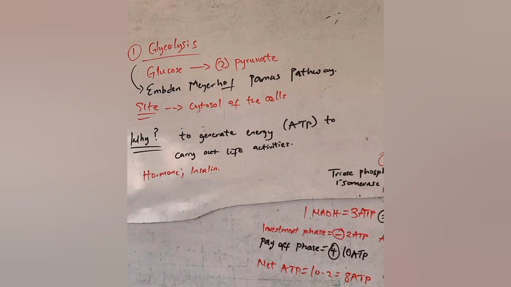So we generate 10 ATP in the payoff phase, and we use 2 ATP in the investment phase. Can you see? We invest 2 ATP, we are now generating 10 ATP. So the net ATP will be the ATP generated in the payoff phase minus the ATP used in the investment phase. That is 10 minus 2, which gives us 8 net ATP.